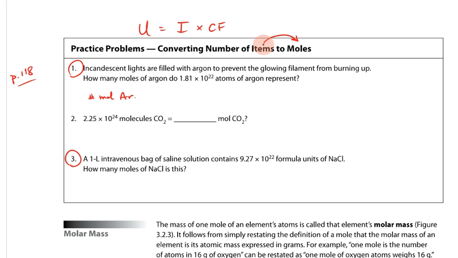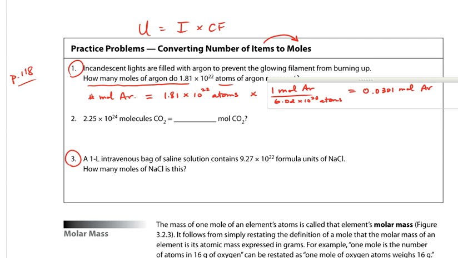The other option is trying to go from the items, could be atoms, could be anything, back to moles. In this question, we have argon inside of the filaments, and it says how many moles of argon do 1.81 times 10 to the 22 atoms represent? As you can see here, I have my atoms. That was my initial amount. I got my conversion factor, moles on top this time, and then I get my answer. Try number 3.